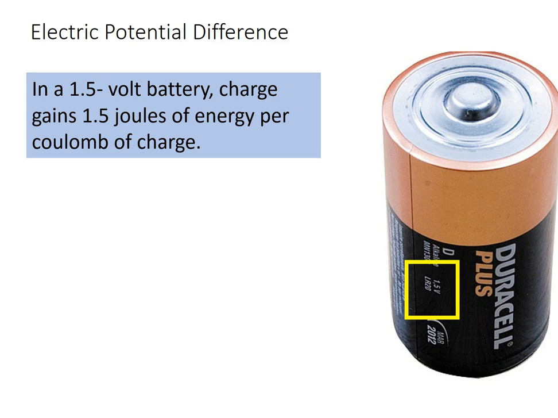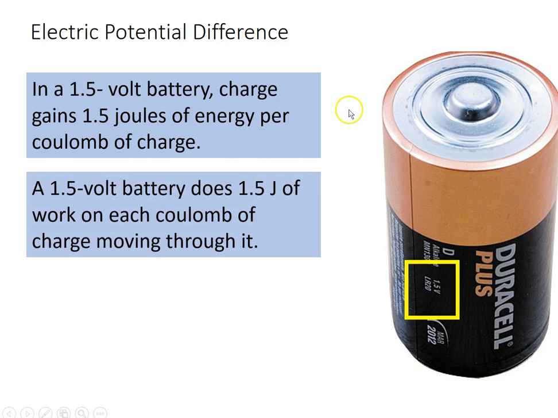So just think about a coulomb of charge as a unit of charge. It's an amount of charge. When that amount of charge works its way through the battery, it now has 1.5 joules of energy more than it did at the bottom. And we'll say at the bottom it had no electric energy. When it leaves the battery, it has 1.5 joules of energy, and it's all done per unit of charge. Here's another way to think about it. A 1.5 volt battery does 1.5 joules of work on each charge moving through it.